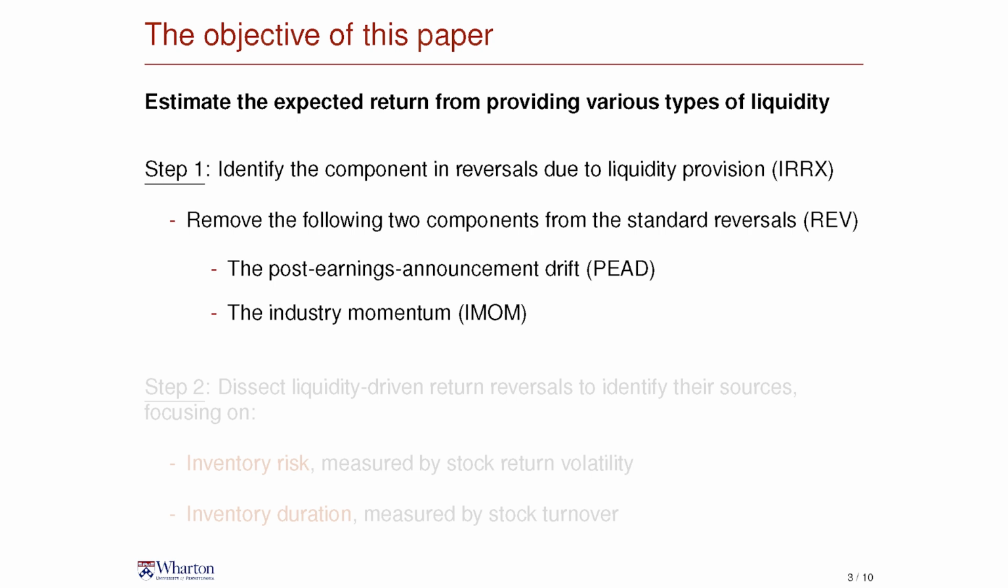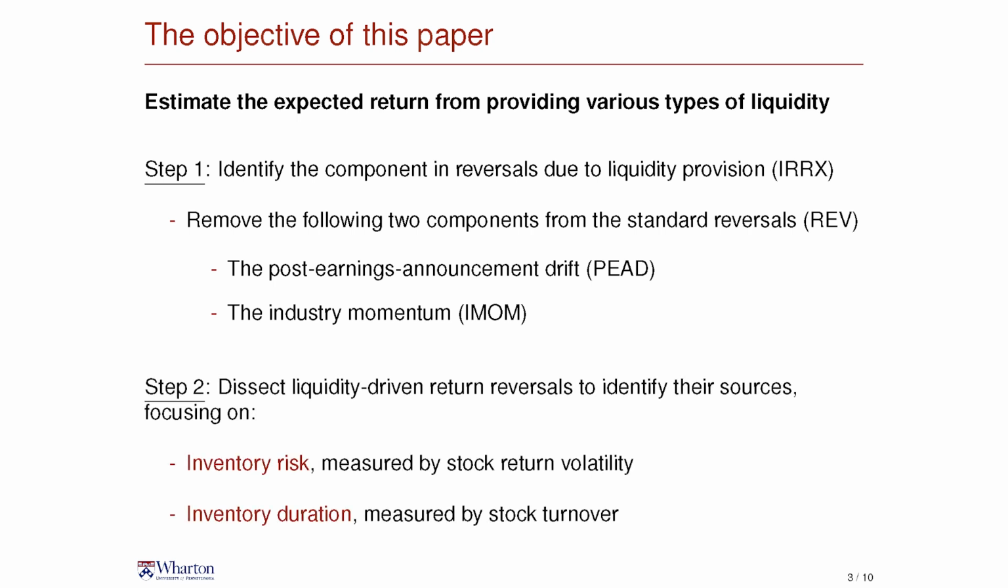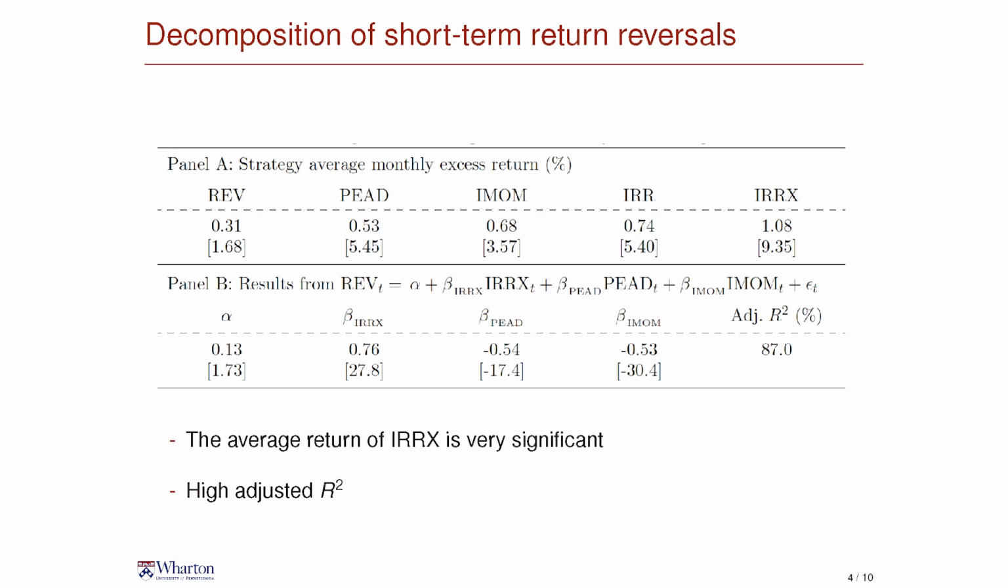Once they construct this liquidity-driven component, they further dissect this liquidity-driven return reversal to identify its sources. In this paper, particularly, they focus on inventory risk, measured by stock return volatility, and inventory duration, measured by stock turnover. So this is one of the main results of the paper.